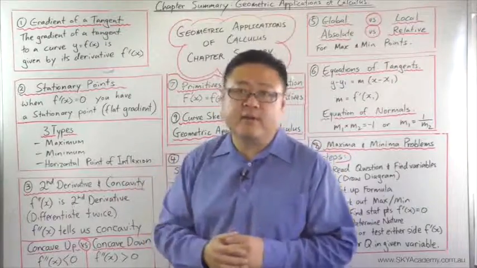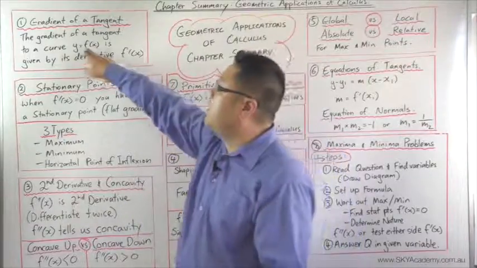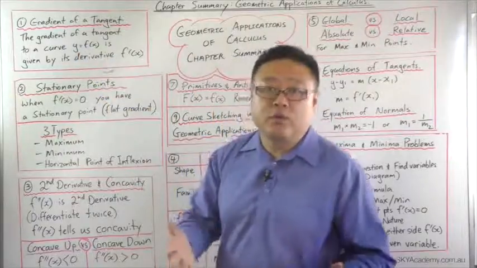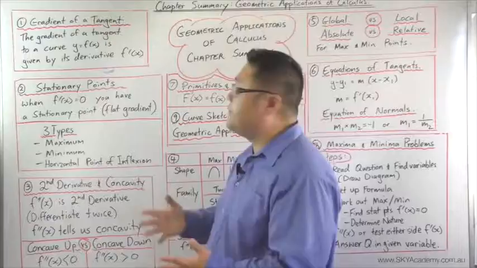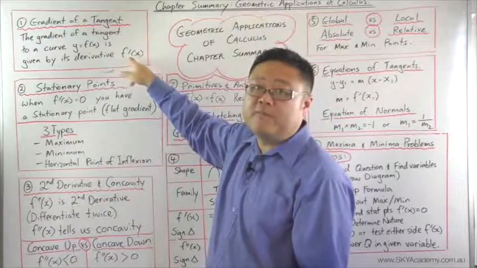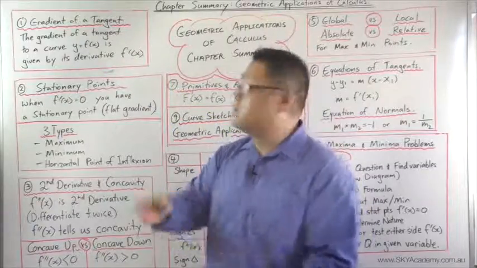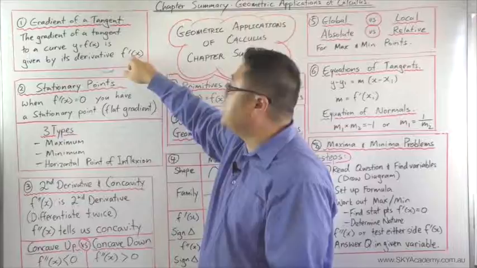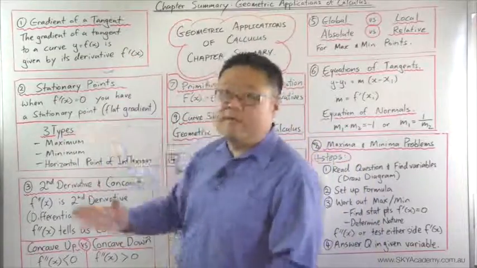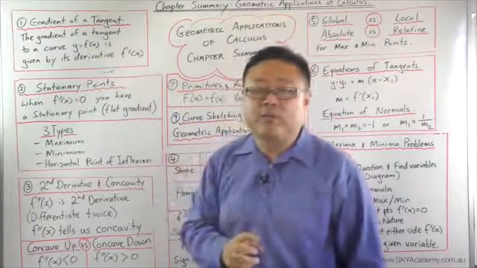the x-axis, right? So in other words, if we want to find the gradient of f of x at x equals 2, what we have to do is find the derivative, and that gives us the gradient function, substitute in x equals 2, so we're looking at f dash of 2, and that'll give us the gradient of the tangent to the original function at x equals 2.